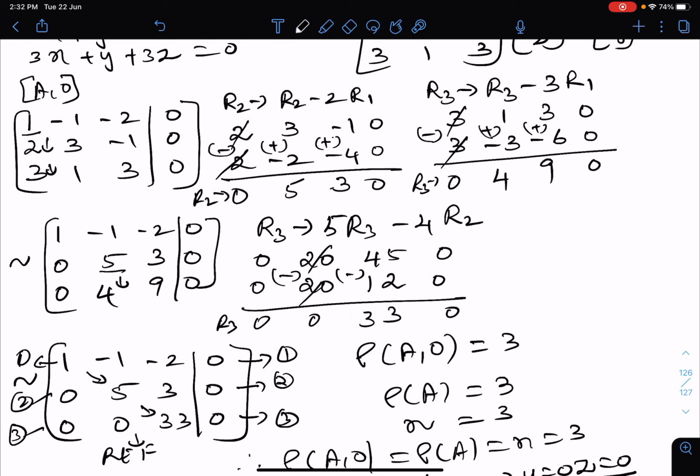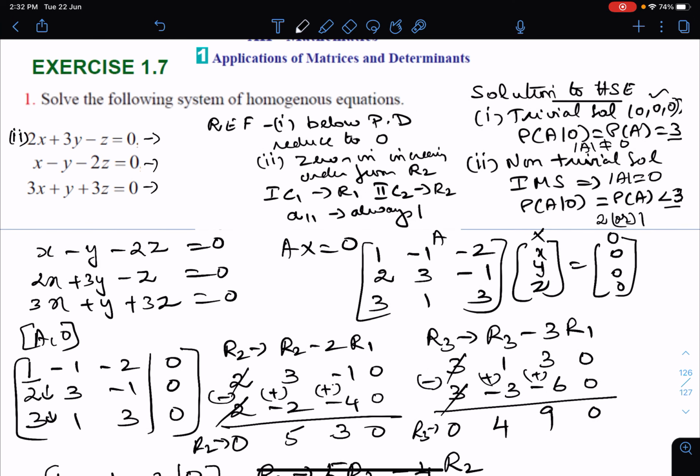And here you have only two possibilities for the solution. One is the trivial solution and the other is the non-trivial solution, infinitely many solutions.